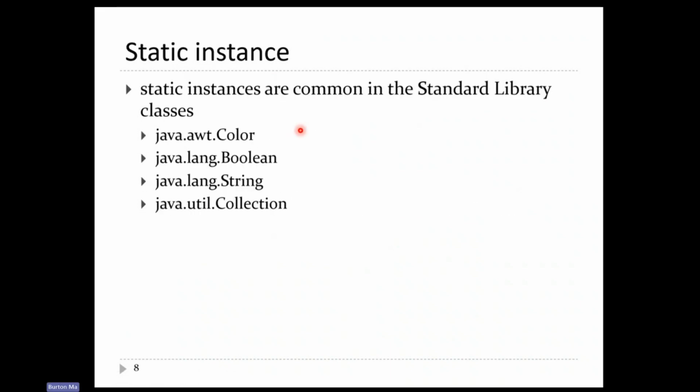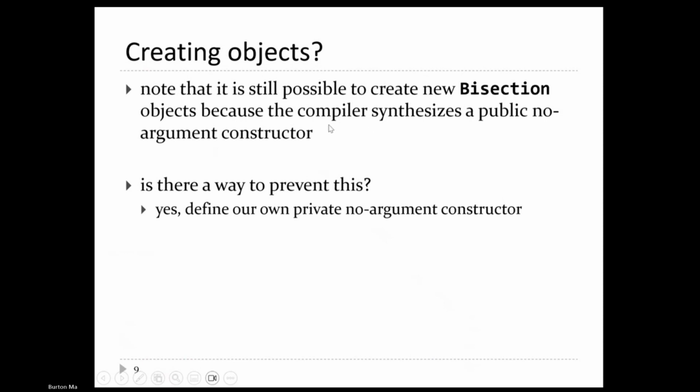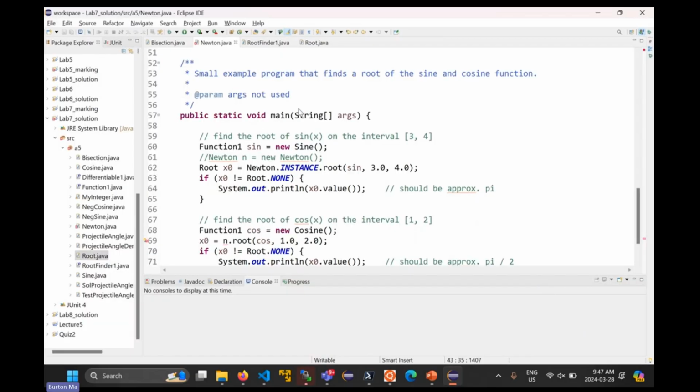Again, so why are they used? So it's to restrict the number of objects that are being created. Right? If you don't need multiple objects, there's no point in spending the memory to create and store those objects. Okay, so this is for bisection, but the same is true for Newton, right?